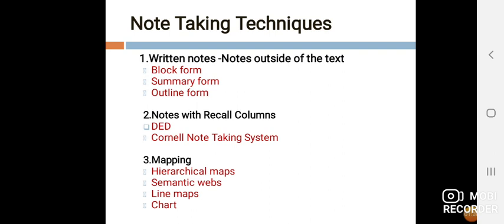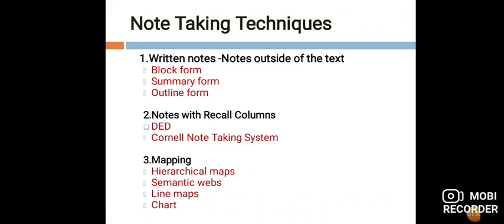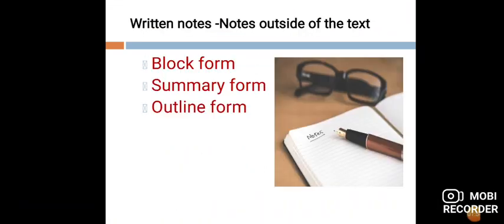Lastly, the mapping method can be broadly subdivided into four parts. First is hierarchical maps, semantic webs, line maps, and chart. These are the four ways we can practice mapping techniques of note taking. Then comes the first part, which is written notes or notes outside of the text.